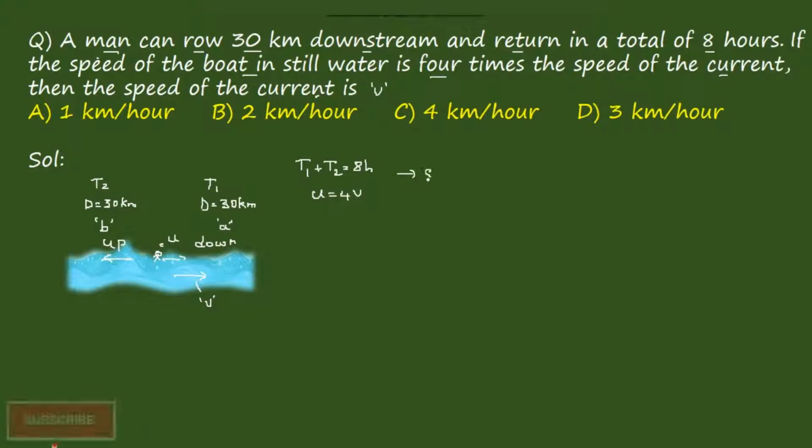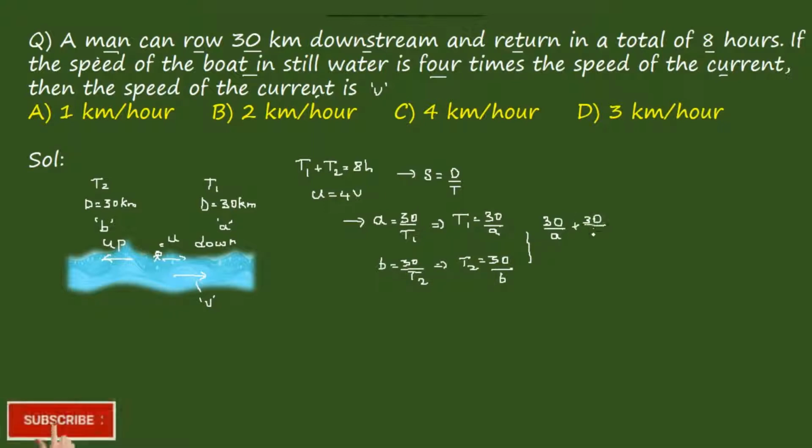The general thing that we know is that speed is equal to distance by time. We consider downstream, then a is equal to distance 30 by t1. Then we can write t1 is equal to 30 by a. If we consider upstream, then b is equal to distance 30 by t2. Then you get t2 is equal to 30 by b. But we know that t1 plus t2 is equal to 8 hours, so we can equate it. Then you get 30 by a plus 30 by b is equal to 8 hours.